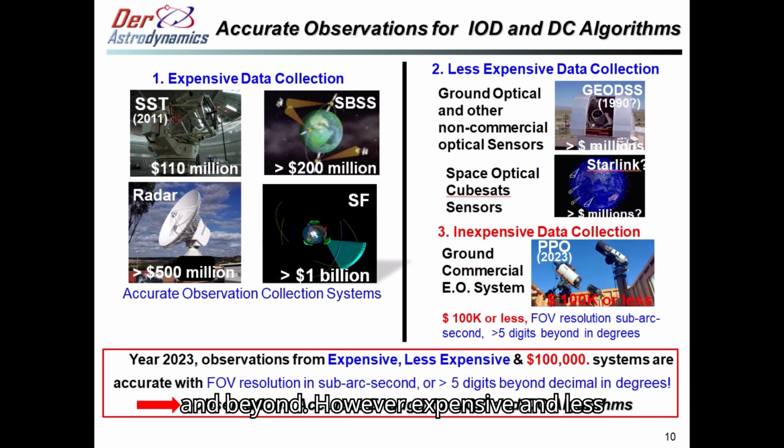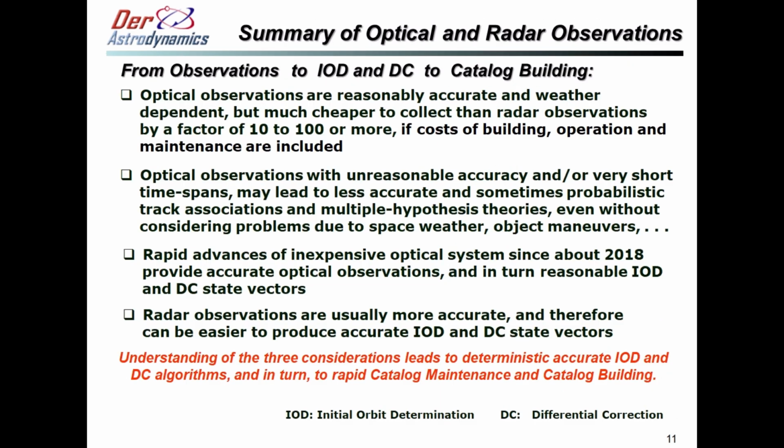However, expensive and less expensive systems are still useful for other purposes. In general, given reasonable optical observation time span, observations with greater than 5 digits beyond the decimal in degrees are accurate enough for accurate IOD and DC algorithms. From observations to IOD and DC to catalog building.